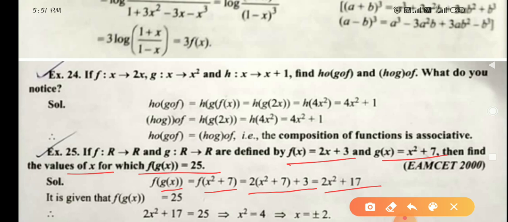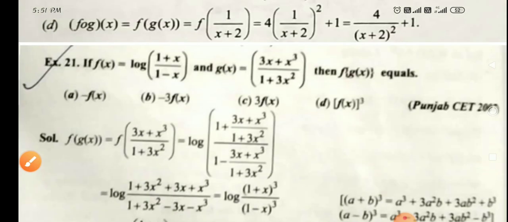Finally, fog x is given as 25. It means that 2x square plus 17 equals 25, x square equals 4, and x equals plus minus 2. So like this you can do all the questions given in exercise 2b.